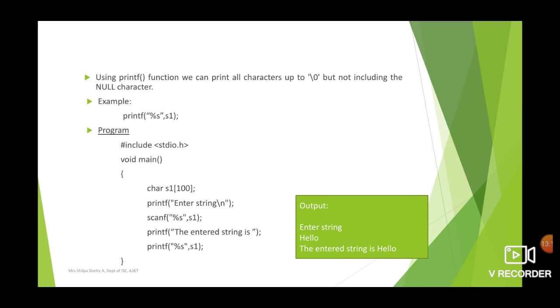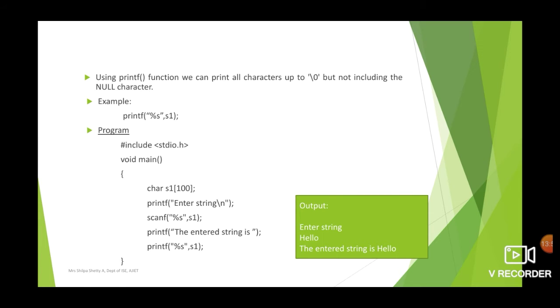So next let us see the printf function. The printf function is used to print all characters up to the null character, but not the null character itself. So basically it is used to print the actual characters of the string. If the string is AJIAT, when you use the printf statement to print the string, it is going to print only AJIAT but not the null character that is attached to the string. An example is like this: printf("%s", s1). So %s is the format specifier, s1 is the name of the string, and we know that with printf we will never use an ampersand.